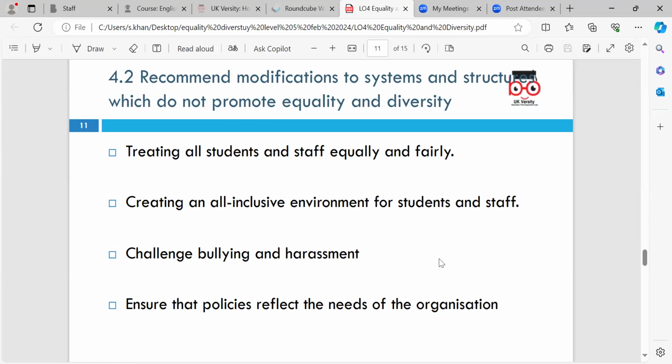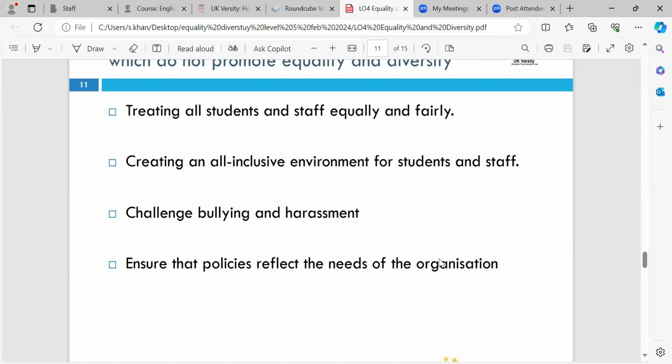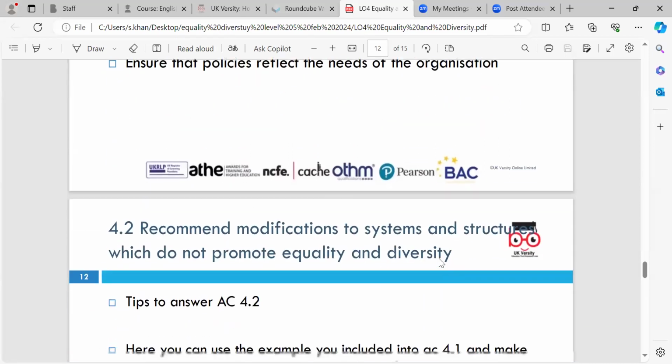Again, ensure policies reflect the needs of the organisation. So you have policies in place for bullying, harassment, and discrimination. Make sure you're following the policies, because policies are there to be followed. And there are laws in place, the Equality Act, in regards to treating everyone equally and the protected characteristics, they're really important. So make sure you implement the law as well.